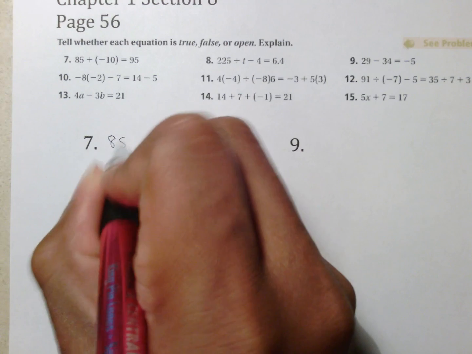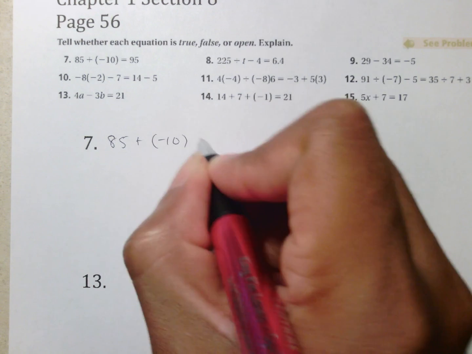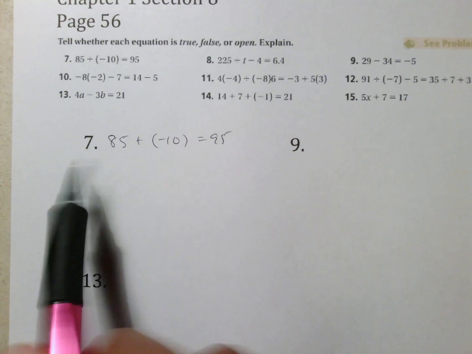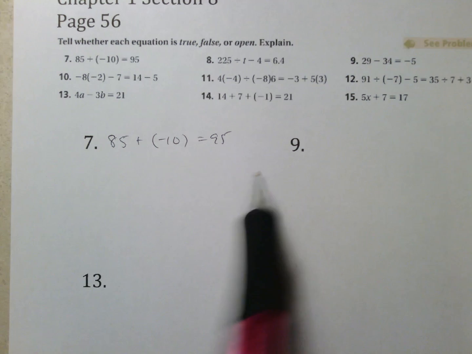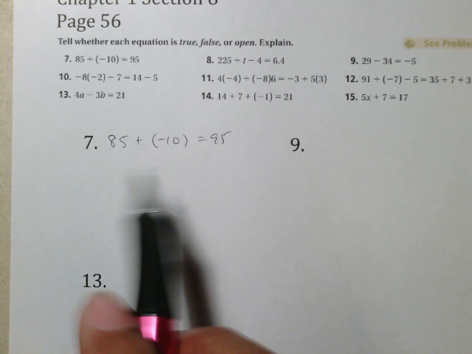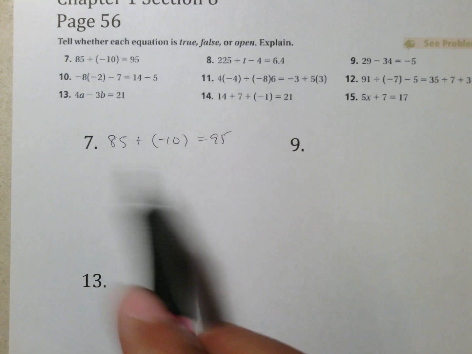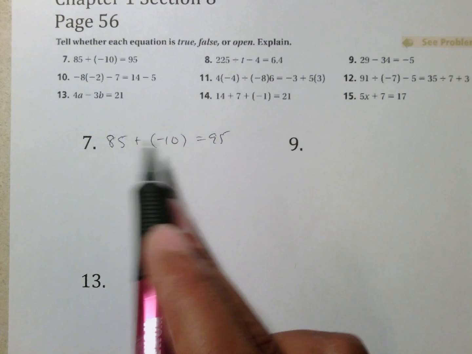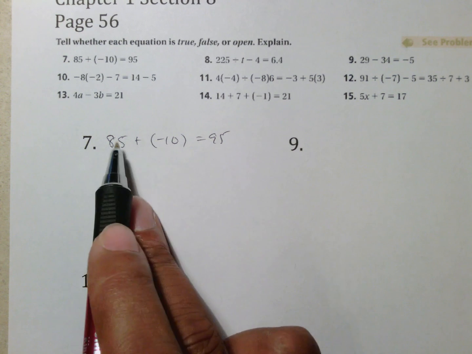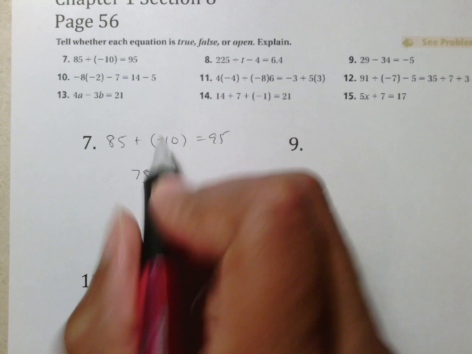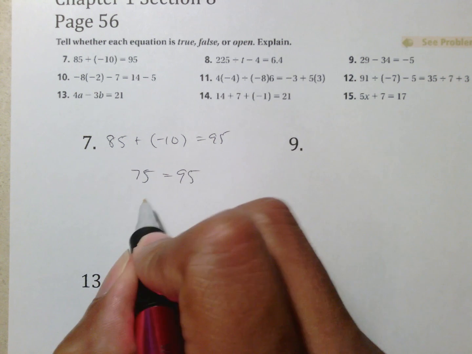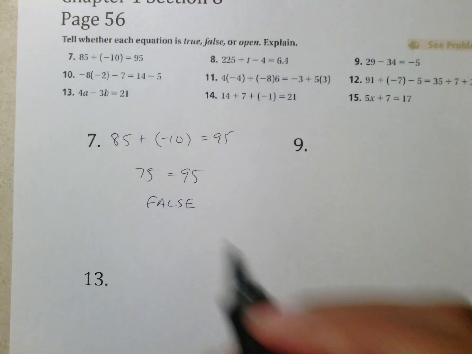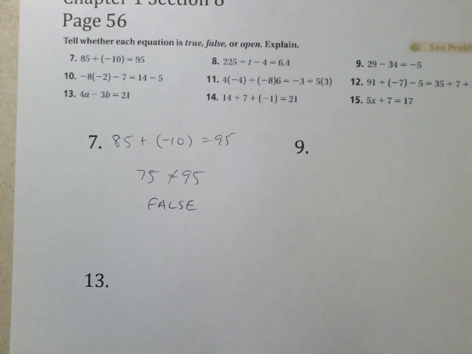So let's go back and see what this does here. Number 7 says 85 plus negative 10 equals 95. And what I want you to do if you're going to get credit for this is not just tell me true or false, because it seems like you're guessing. I want you to actually simplify both sides as far as you can. So I need to know what 85 plus negative 10 is. We recognize here the signs are different, and so we should subtract, which gets 75, and it'll be a positive 75 equals 95. That tells me that it is false because 75 is not equal to 95.